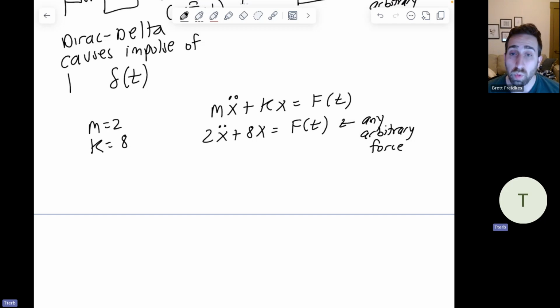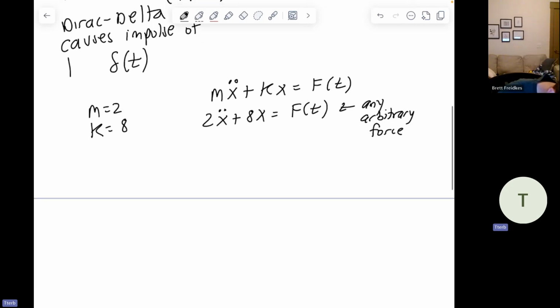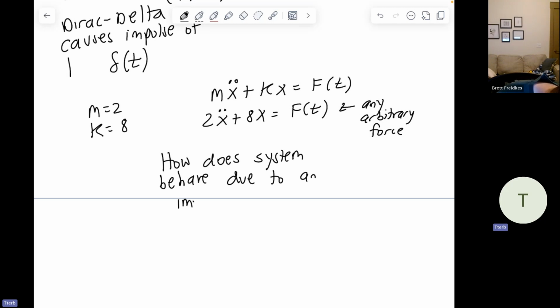So what we want to do is first understand how our system responds to an impulse of 1. So how does the system behave due to an impulse of 1?